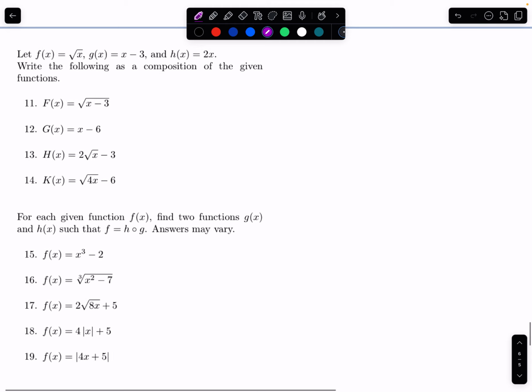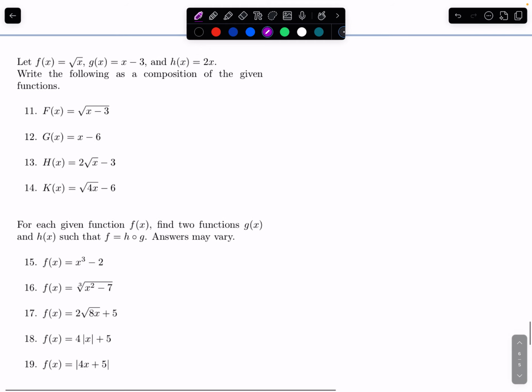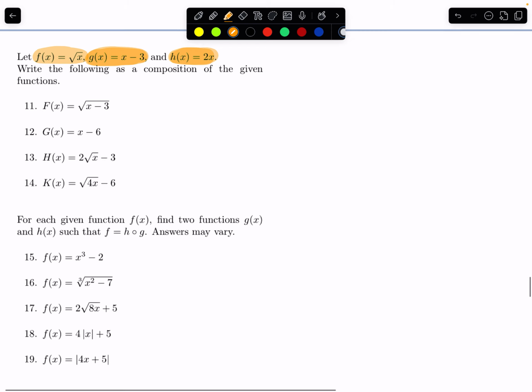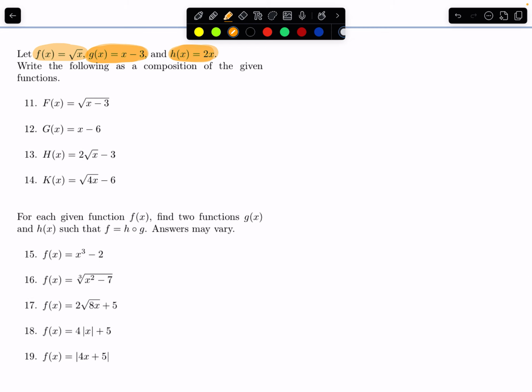In numbers 11 through 14, it's a little bit different though, because we don't have to pick our own f, g, and h exactly. We're already given f, g, and h to work with. So instead of doing it from start to finish, what I'm going to do is just go by inspection. And then for numbers 15 through 19, we'll do the procedure I was explaining earlier. Okay, so starting with number 11, let's do that in red. We'll alternate red and blue.